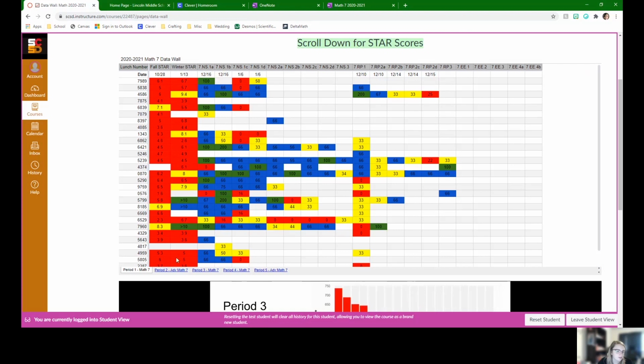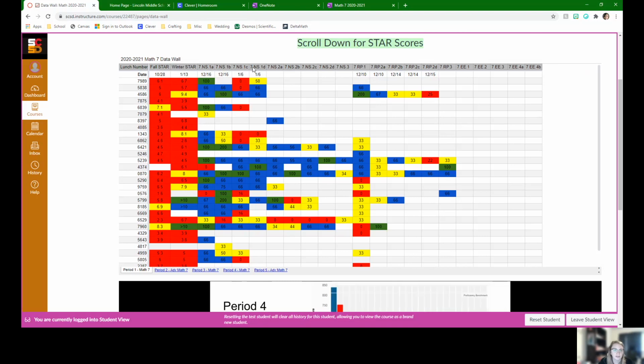The colors tell us what score star predicts they will get on the state test. If they got green, it predicts that they will get a 4 on the state test. Blue predicts they will get a 3 on the state test. Yellow predicts they will get a 2 on the state test. And red predicts they will get a 1 on the state test.